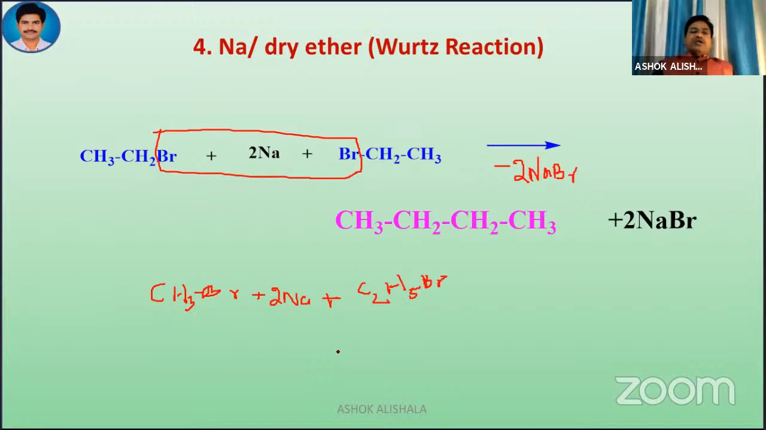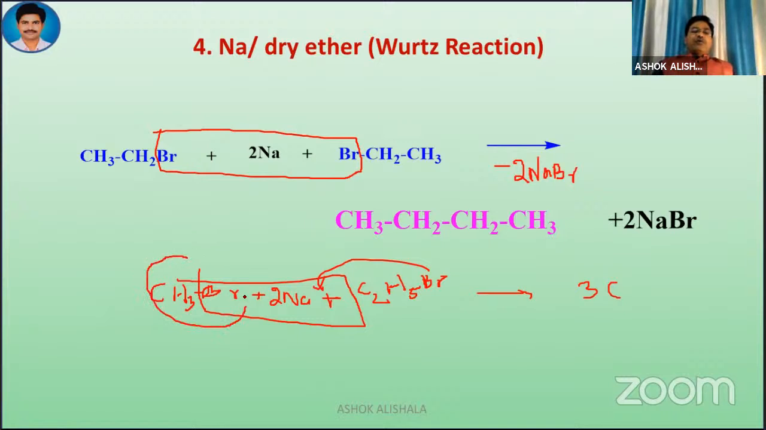What is the mixture? There is no doubt that one is the normal cross product, so you will get a 3-carbon alkane, called propane. But in a reaction mixture, many molecules are present. Therefore, methyl bromide with another methyl bromide will react with the sodium, and you will get a 2-carbon alkane, called ethane. And another ethyl bromide reacts with another ethyl bromide, and you will get the 4-carbon alkane, butane.